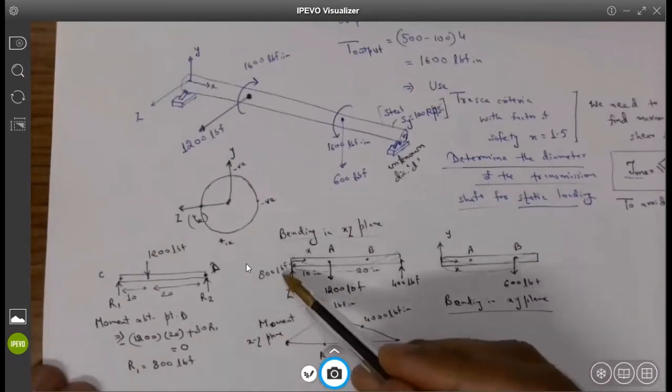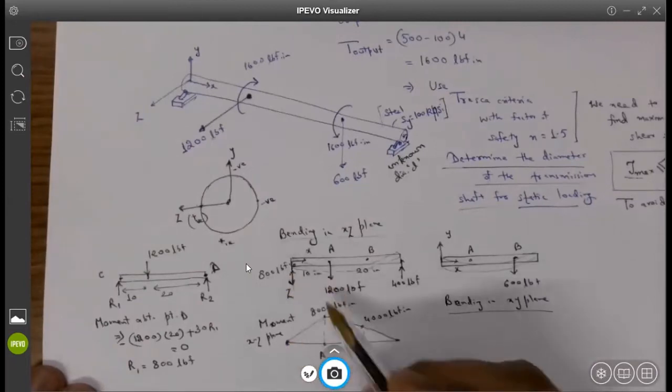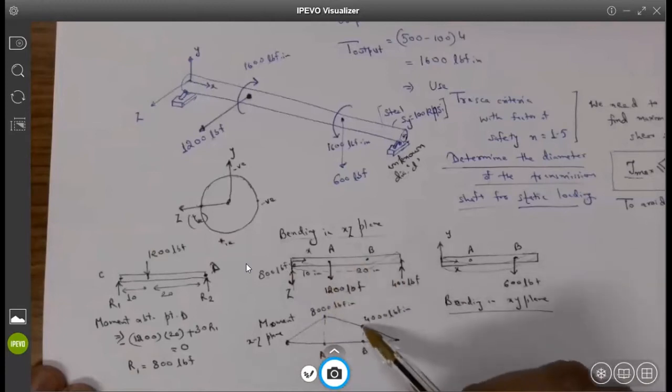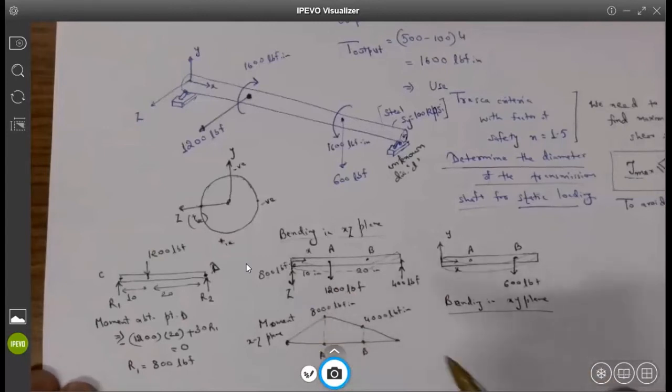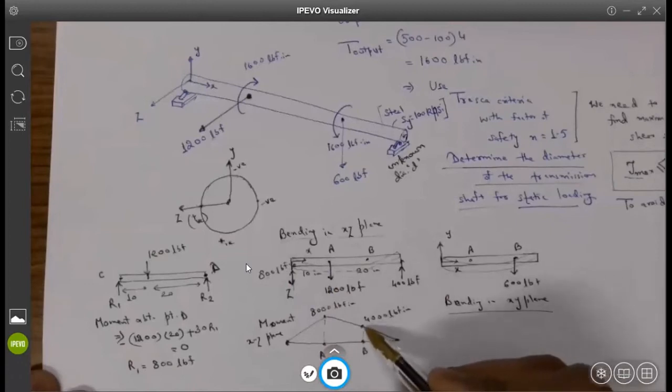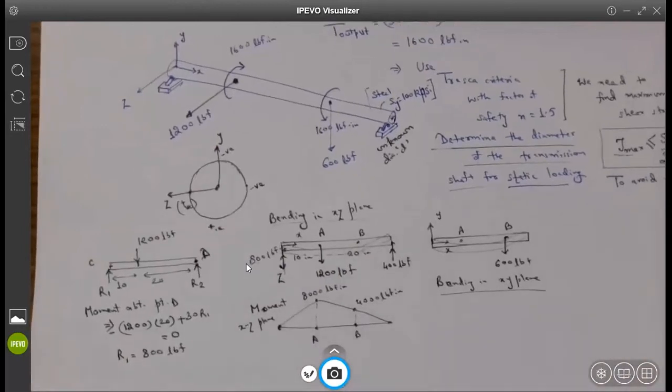Great. So now once you have got the reactions, the bending moment diagram just shows R1 times this distance, which will be 8,000 pound force inch. This is the location of pulley A, this is the location of pulley B. So you have 8,000 pound force inch here, and for here it will be 4,000 pound force inch. That's the bending moment diagram we have created, right? Is everybody following it, or is somebody not following it? Everybody is good so far?